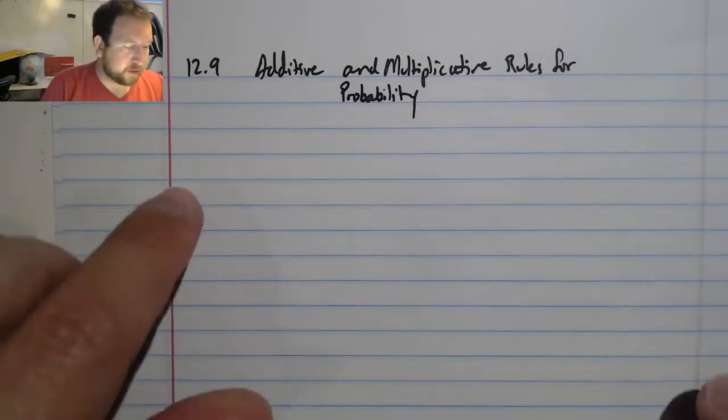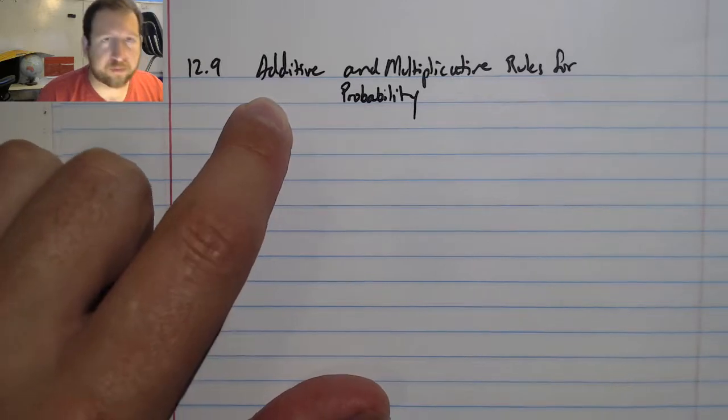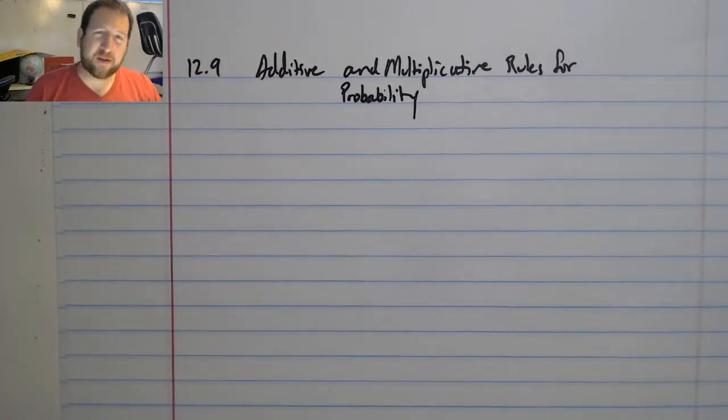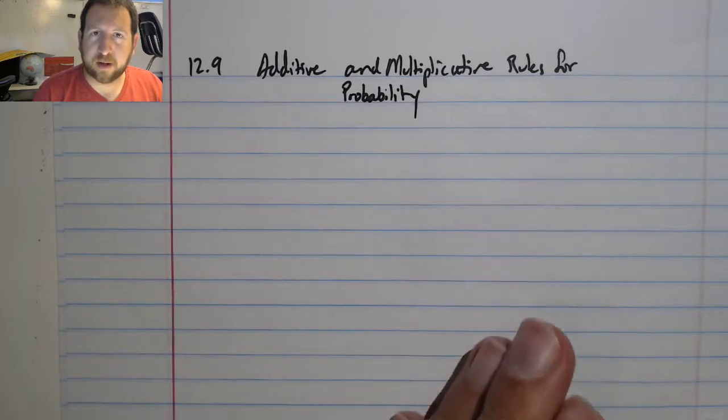Alright, I want to talk about section 12.9, and it's called Additive and Multiplicative Rules for Probability. I'm not sure why they call it that. We're basically going to be doing kind of what we did before in this section with a little bit more practice. We're going to be building those trees, and then we're going to be looking at the outcomes in the tree to determine probabilities.